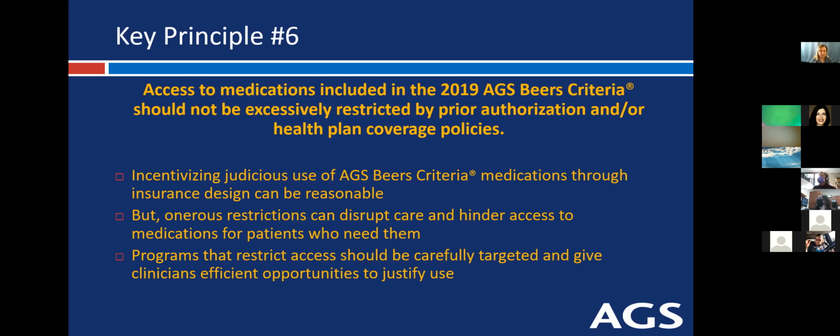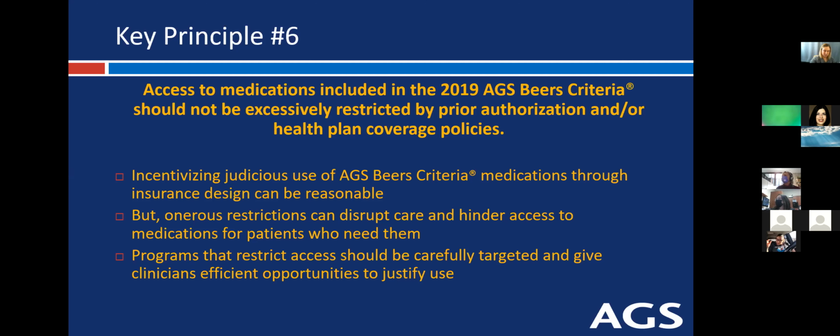Since these guidelines can also be used by payers, one of the other key principles that the work group identified was focusing in on payers and recognizing that access to medications included in the 2019 AGS Beers criteria should not be exclusively restricted by prior authorization and/or health plan coverage policies. So again, thinking about the rationale behind why a medication is included on the Beers criteria list, it may be inappropriate for some patient populations, but not all patient populations that are older adults.